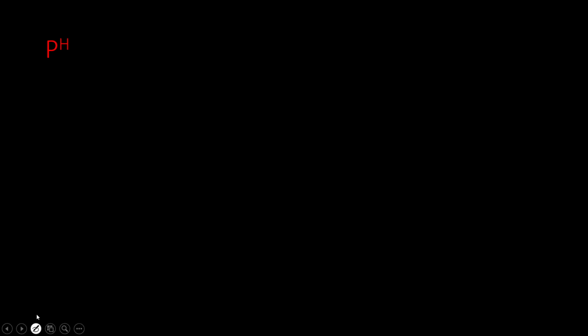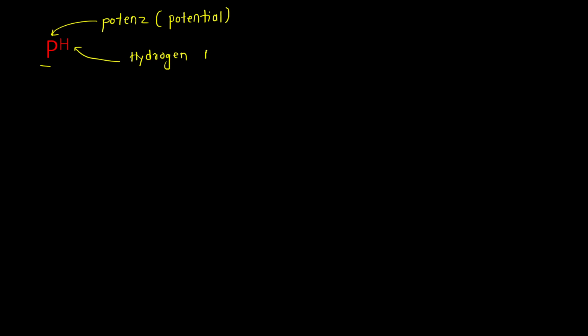So the next chemical property of water is pH. This pH is used to find out whether the water is acidic or basic. In this pH, the P stands for potence, from which the word potential is derived, and the H stands for hydrogen ion, that is H plus, concentration. So pH is a measure of potential of hydrogen ion concentration. That is how much hydrogen ion concentration is present in a particular liquid, which gives the pH value of that.